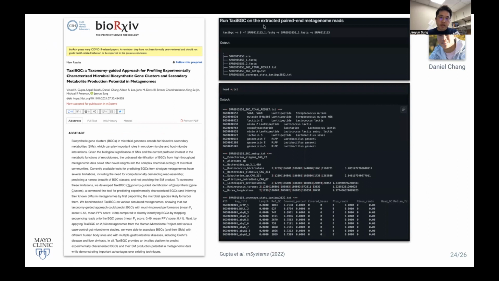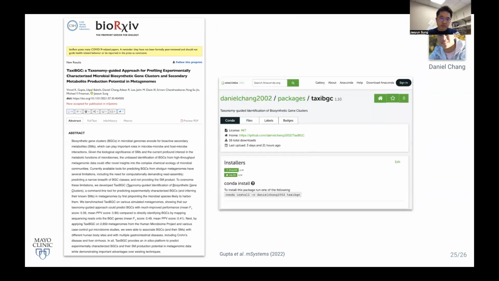You put this in the command line here, and TaxiBGC gives you these output files. So for this sample here, you get a list of BGCs, the secondary metabolites they encode for, the classes of those secondary metabolites, and the source organism of those BGCs as annotated in the MIBiG database. We also have a conda package, so you don't have to download all the software dependencies required by TaxiBGC. The single command line here, it'll download everything for you.